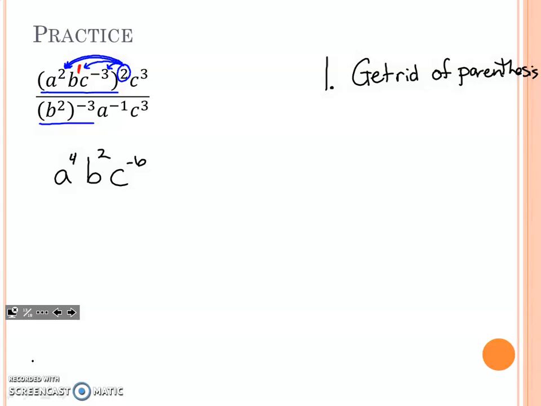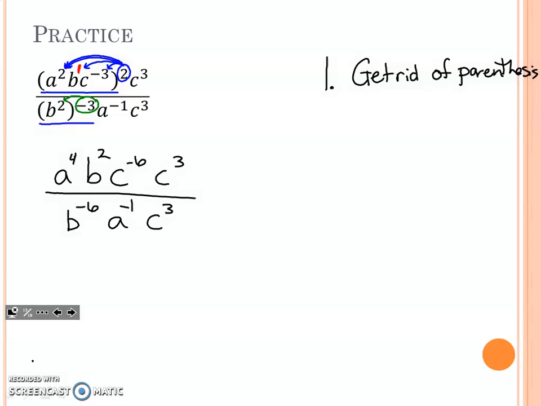That 2 has to go to everything up there. Okay? Then I just have a c cubed. It's just hanging out over here on the side. Okay? On the bottom, it's not quite as complex. On the bottom, I've got this negative 3, and the only thing that negative 3 has to go to is the 2. Okay, so I'm going to take negative 3 times 2, gives me a b to the negative 6. I still have an a to the negative 1, and I have a c cubed.